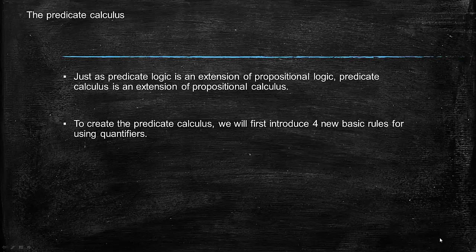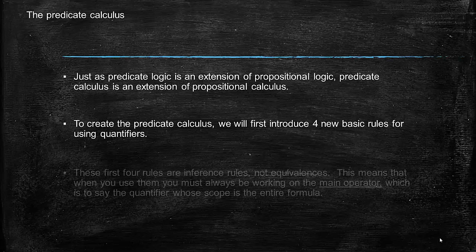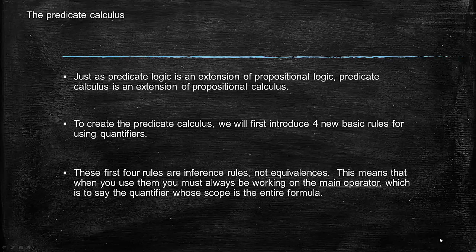So there's four actually new basic rules for using quantifiers. These first four rules are inference rules. They're not equivalences. And you'll remember this means that when you use them, you always have to be working on the main operator, which in this case is going to be a quantifier whose scope is the entire formula.